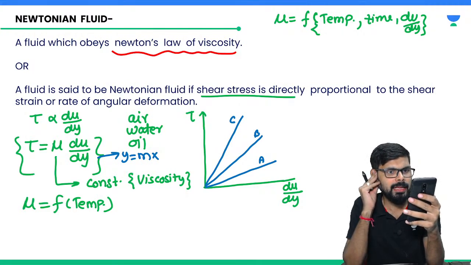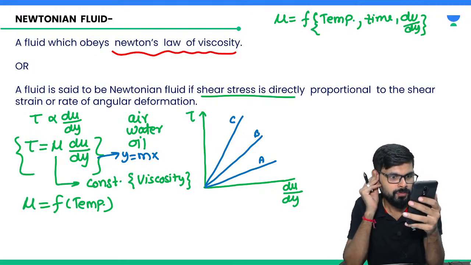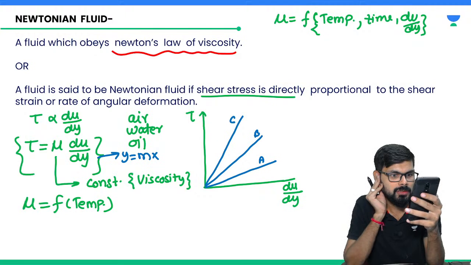Akash is saying that A is oil, B is water, C is air. Datta is saying C is oil, B is water, and A is air, I think so.